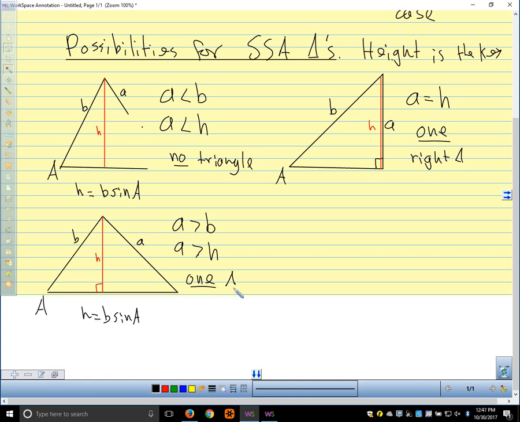All right, so those are the nice easy cases where we have one triangle or no triangle. We can get a right triangle if this side equals the height. If this side is bigger than the height and bigger than B, then we get one triangle. What we mean by ambiguous case is there's more than one triangle that we can get. So let's look at that possibility.